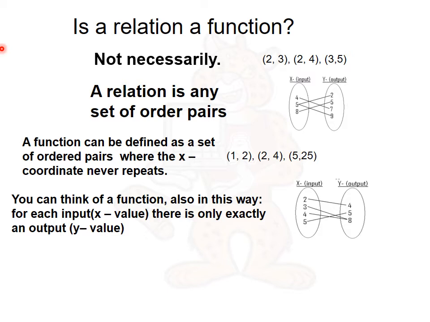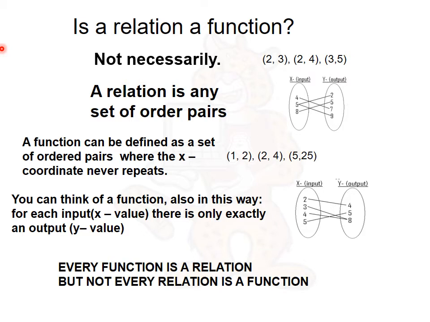Notice that the output 8 has two different inputs: the input 3 with the output 8, and the input 4 with the output 8. But that doesn't matter. The output can be for more than one input. But for each input, there should be exactly one output. And this is something that we should always keep in mind. Every function is a relation, but not every relation is going to be a function. Think a little bit about this, and it's going to make sense to you. I repeat it. Every function is a relation, but not every relation is a function.